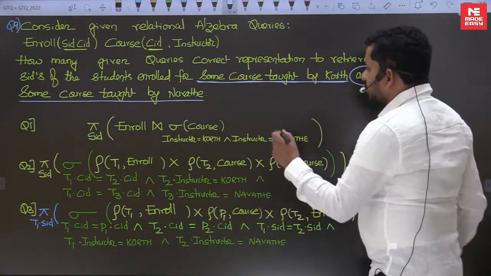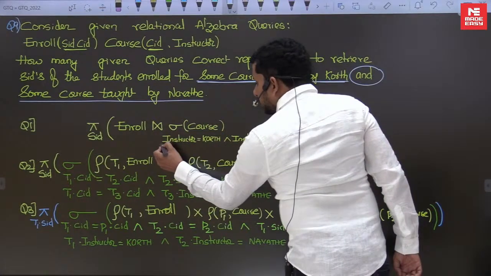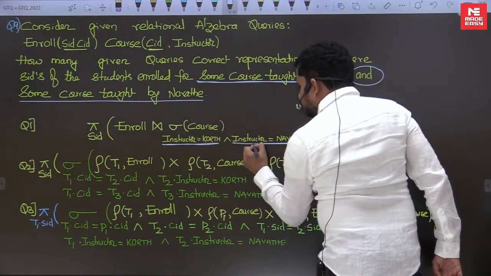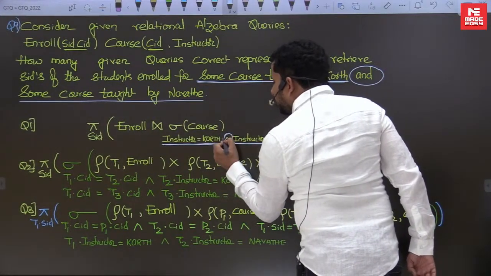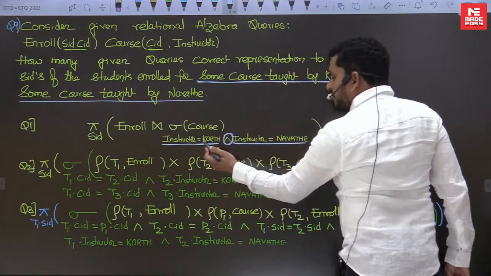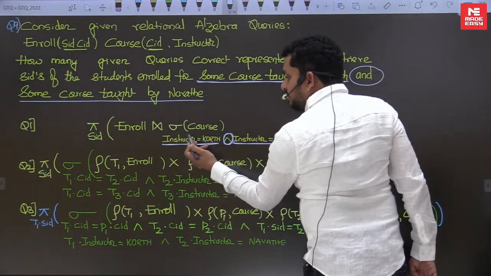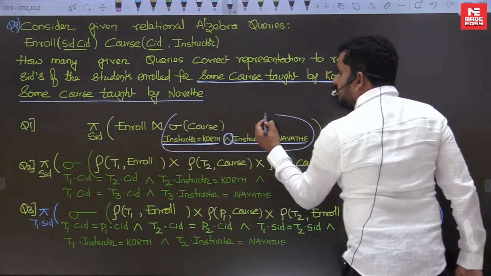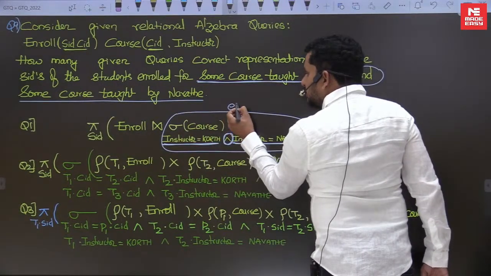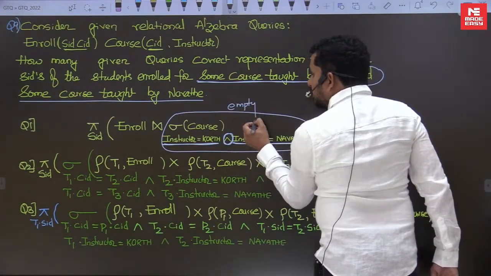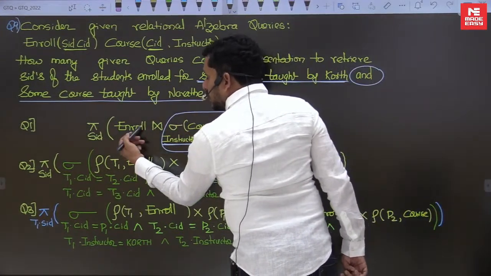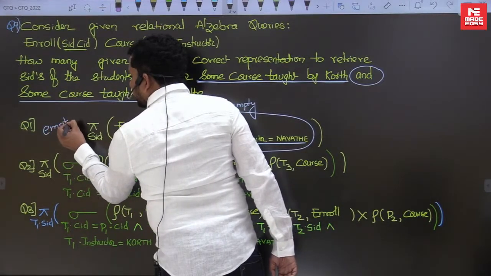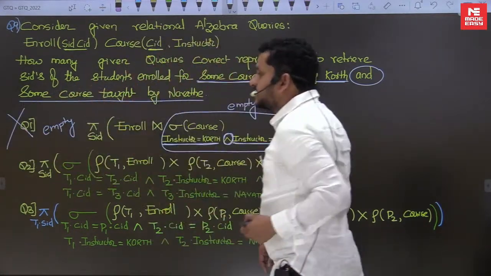Okay, see this one. Instructor equal to Korth and instructor equal to Navate, an AND condition between two different values for each record. None of the records will satisfy. Because no record will satisfy here, this result is empty. An empty set joined with any other table gives an empty result. The query results in an empty record set. It is an incorrect query for the given specification.